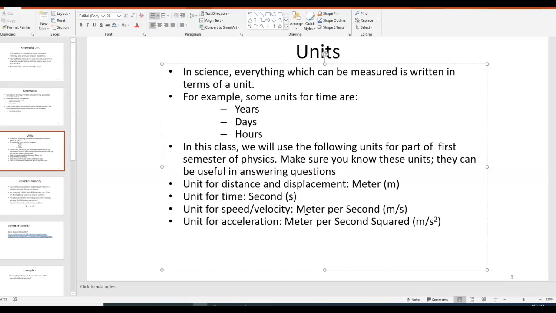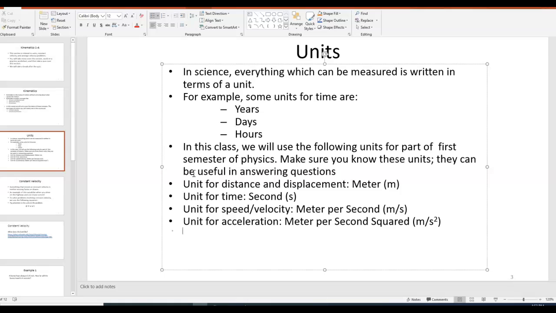For speed and velocity, we're primarily going to work in meters per second, which you write with the m/s. That's for meters per second. And the unit for acceleration is the meter per second squared, which you can also think of as meter per second per second. We'll talk a lot about acceleration in a different video. But meters per second squared is how you would read that. And again, these are not the only possible units for these quantities, but they are the units we're mainly going to use in this class.